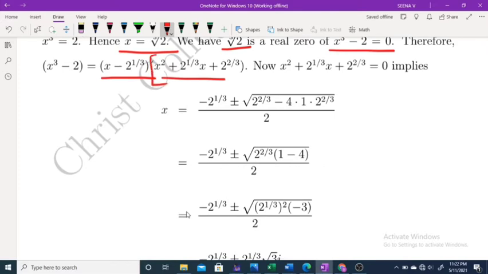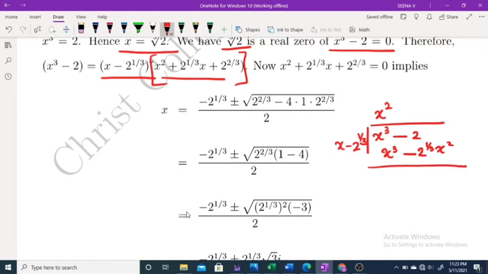How do we get this term? Just write it like this: x cube minus 2 divided by x minus 2 raised to 1 by 3. So here x square, x cube minus 2 by 3 x square. Subtracting, we get 2 raised to 1 by 3 x square minus 2 raised to 1 by 3 x.